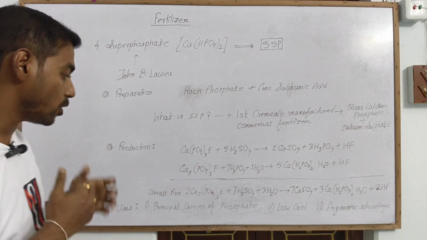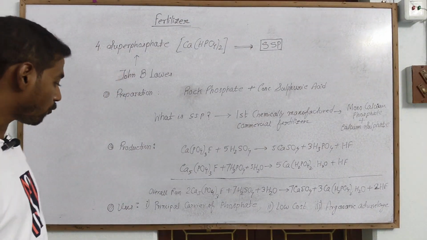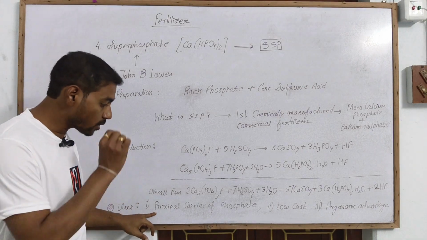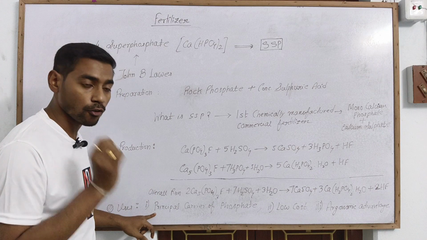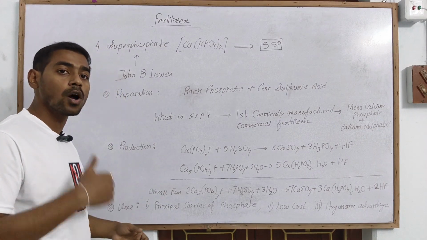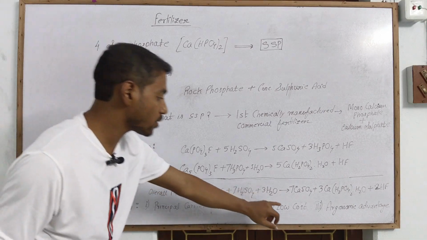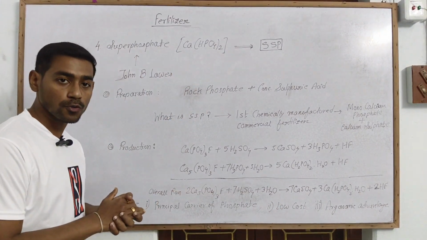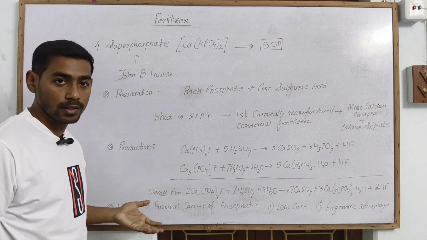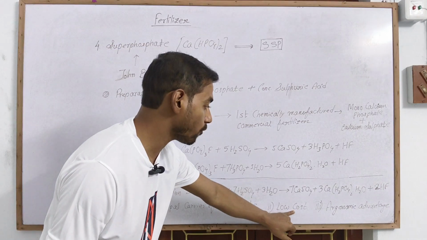Now we will come to the main usages of SSP or superphosphate. The first one is that it is the principal carrier of phosphate, and therefore it is one of the most famous fertilizers in the world. The second one is that it is a low cost source of phosphorus, and therefore it can be widely used because it will be cost effective.